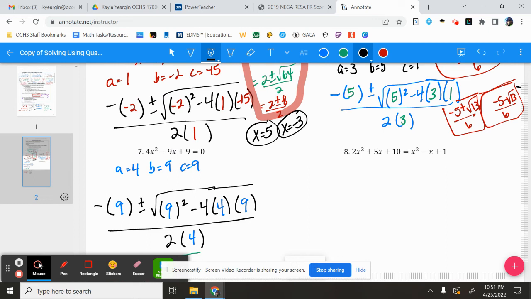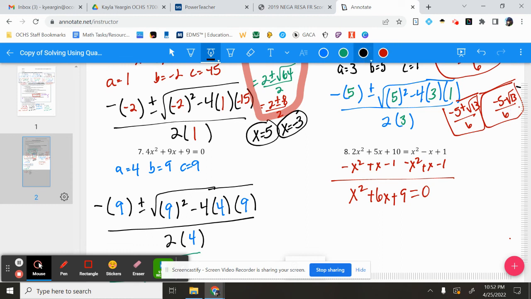Okay, for number 8, definitely not equal to 0. So what I need to do is get everything on the same side. It doesn't really matter which way you choose to move things. I just like to keep as much positive as possible. So I'm going to subtract x squared, move the x, so I'm going to add x. Notice I'm keeping these in line with what they're going to combine with, and then I'm going to subtract 1. So I'll have x squared plus 6x plus 9 equals 0.